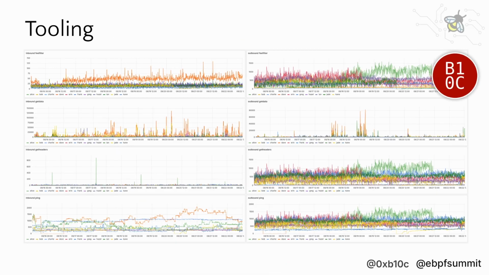At the same time, we can also derive time series metrics from the events and show them in Grafana dashboards. Some of these metrics are used for anomaly detection and automatic alerting.